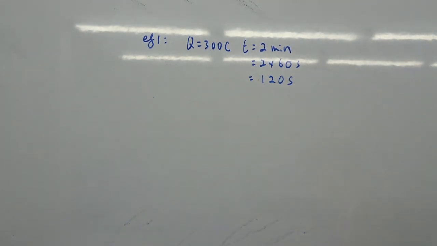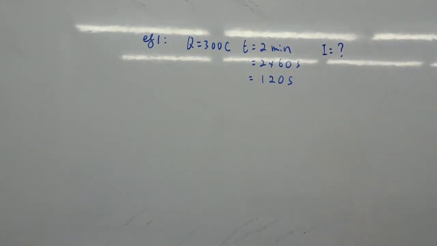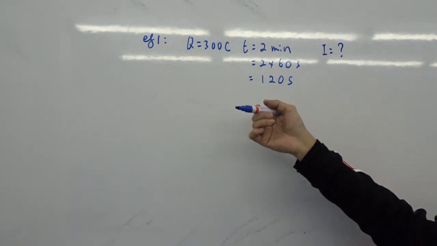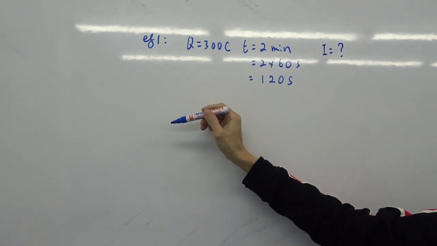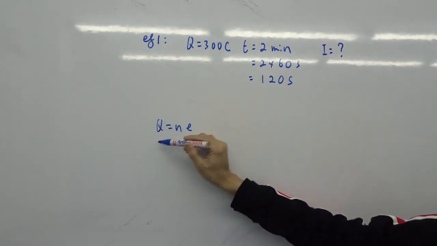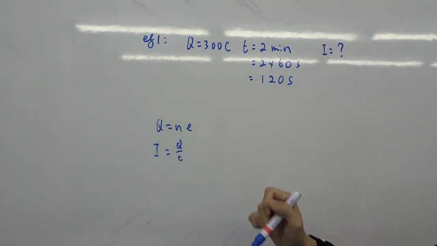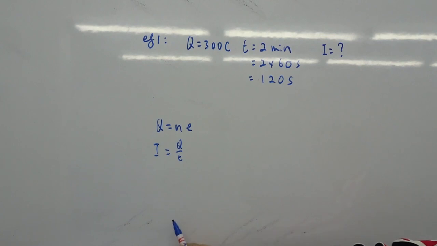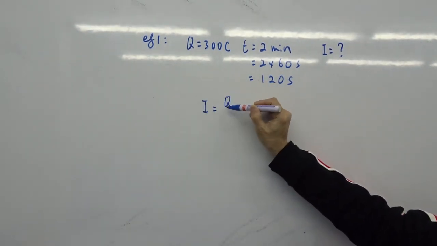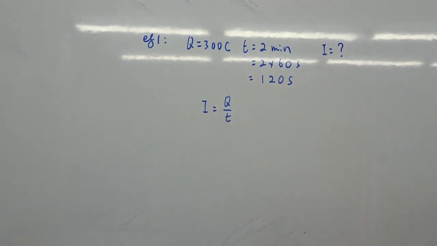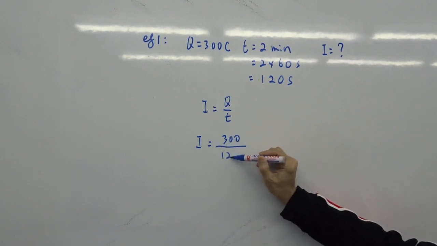And then they ask, what is the electric current? They ask for I equal to question mark. So we only got two formulas just now. What is the formula we have? The first formula is Q equal to NE and I equal to Q over T. Which one to choose, the first one or the second one? So it should be the second one. Okay, so I drop off. So I use the second one is I equal to Q over T, and then substitute I is equal to Q is 300 over the time is 120.